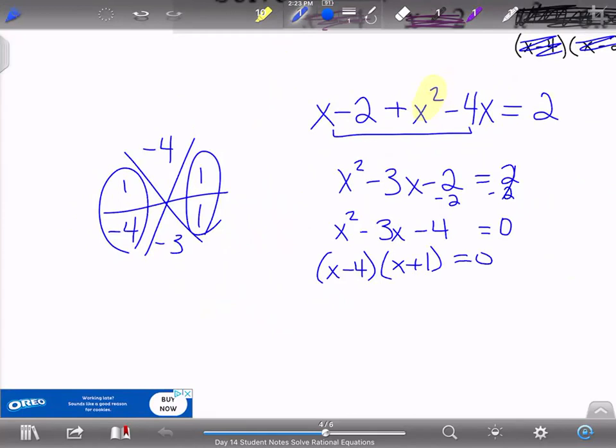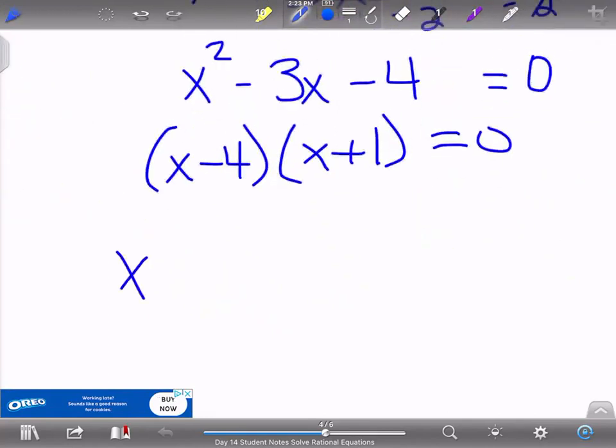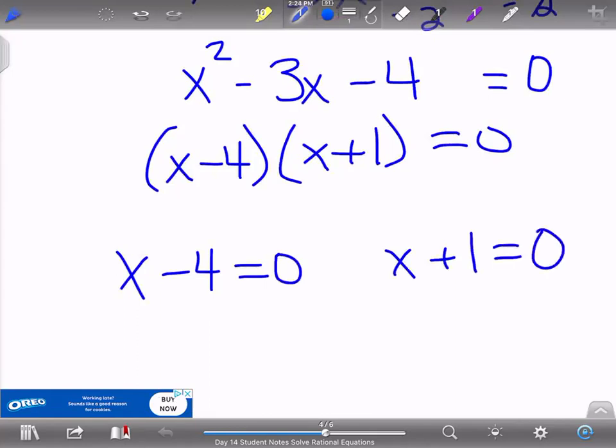Well, the zero product property tells us that if we have two factors being multiplied together and their product is 0, then one or both of them must equal 0. So we're going to set x minus 4 equal to 0 and x plus 1 equal to 0. Going to solve both of these for x. We're going to get x equals positive 4, x equals negative 1.